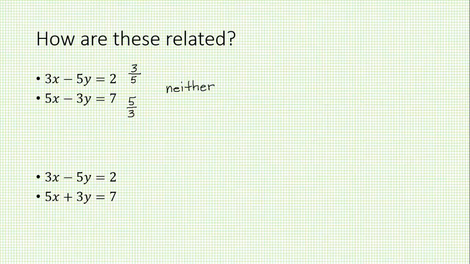Okay, let's look at the next pair. We have standard form again, so let's use our formula. 3 over positive 5 is the slope of the first one, and then 5 over negative 3 would be the slope of the second one. These are reciprocals and also opposites, so they are perpendicular.